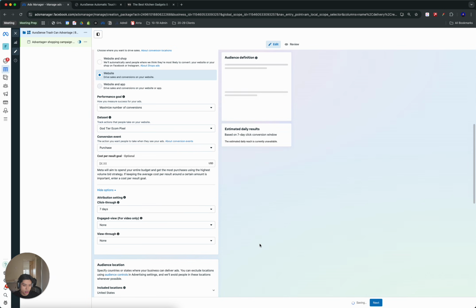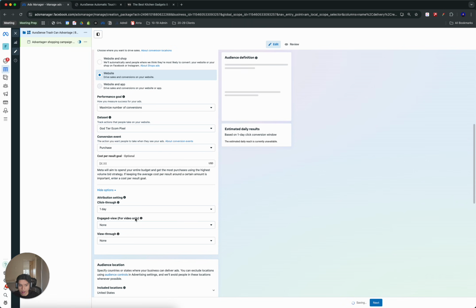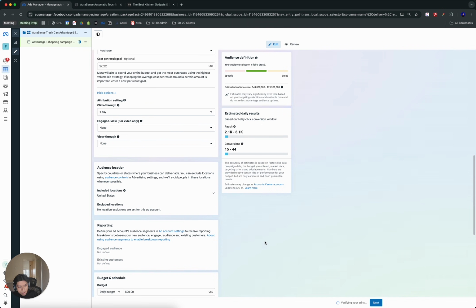Whereas if you're on 7-day click, you're basically telling Facebook, I want you to hit my cost per result goal over the course of 7 days. So because I want to be a little bit more strict on my attribution settings and I want to optimize for people who are going to buy today, then I'm going to set mine to 1-day click. All right, so let's go down.